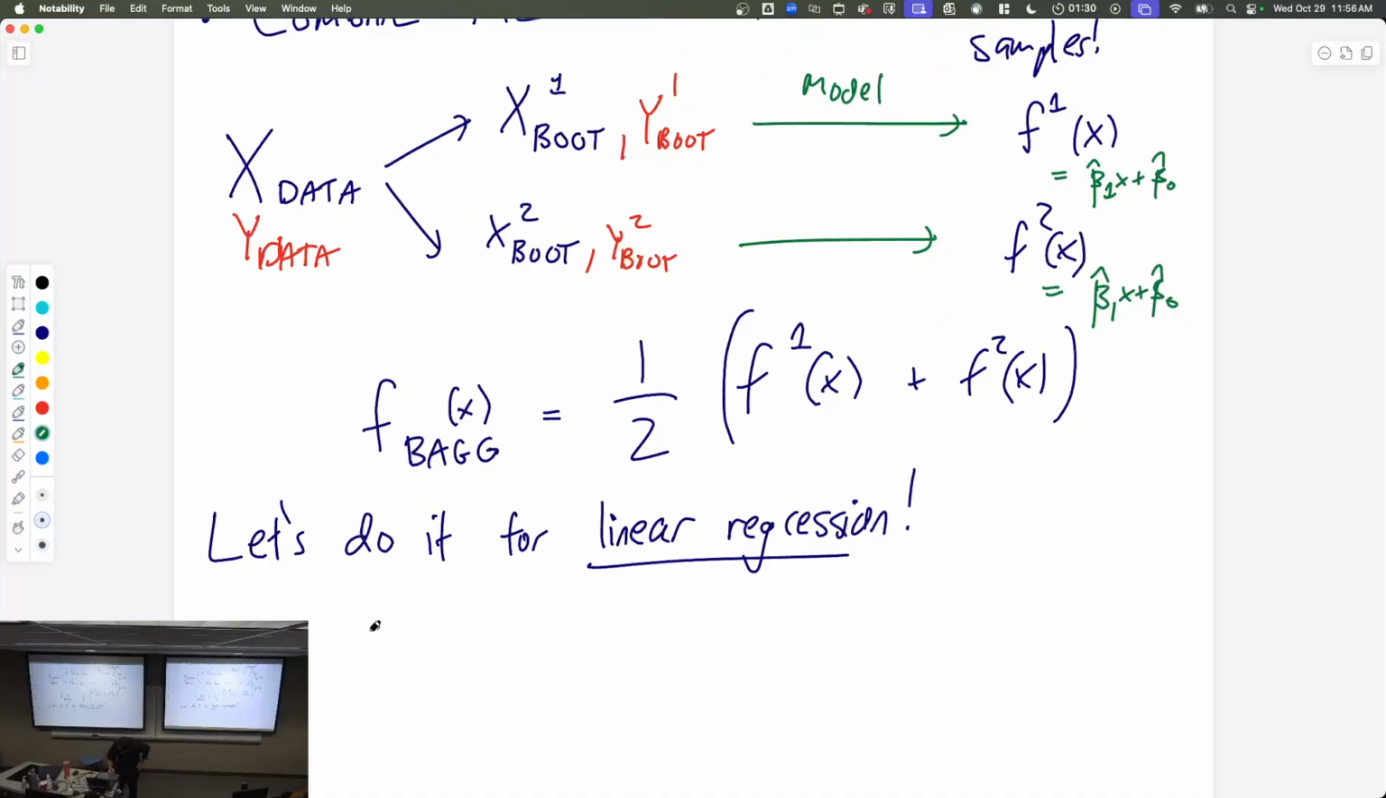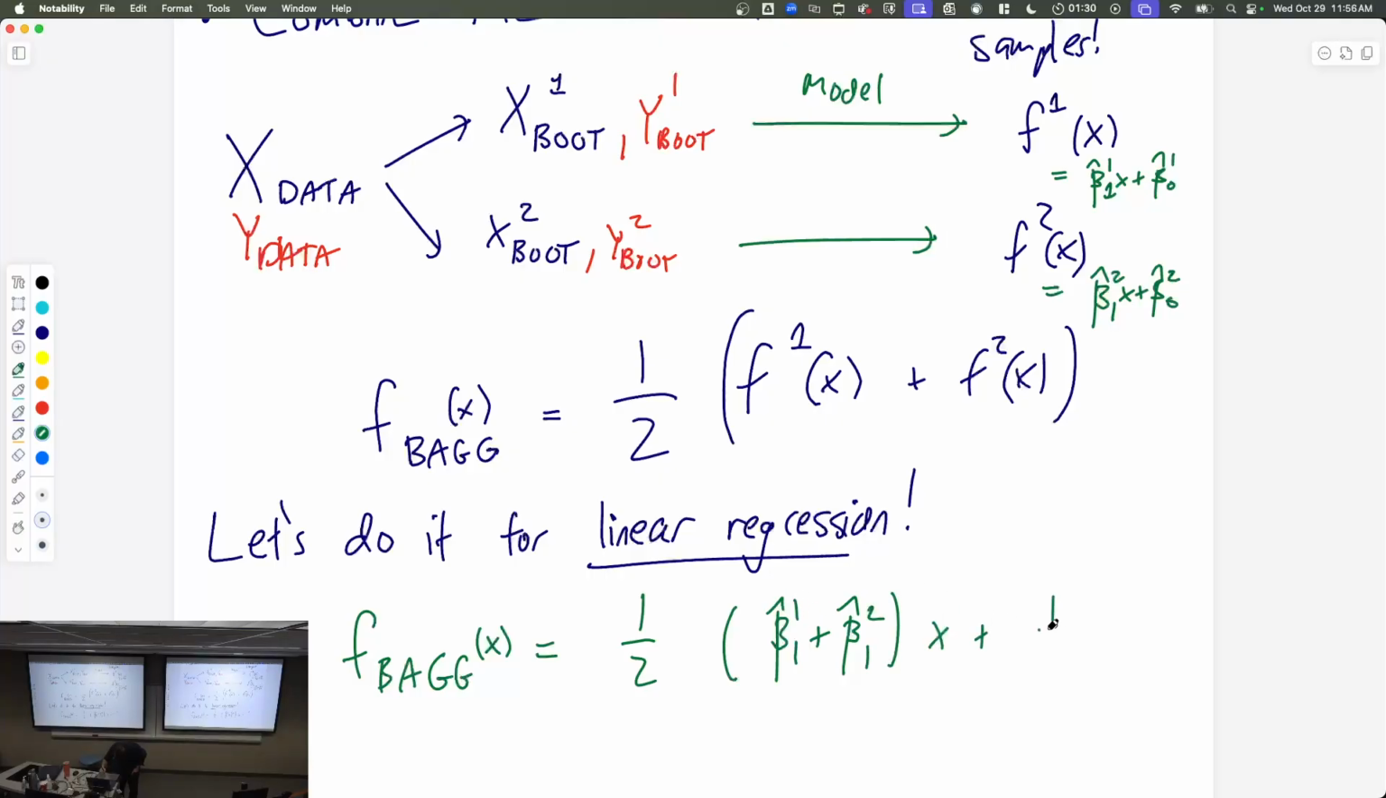So the f bag in this situation will be 1/2, and then you'll average the beta hat 1s, beta hat 1 plus beta hat 1. I guess let me add some superscripts. Which model did they come from? Times x plus 1/2 beta hat 0 plus beta hat 0. So for linear regression, when you average the functions, you might as well average the coefficients.